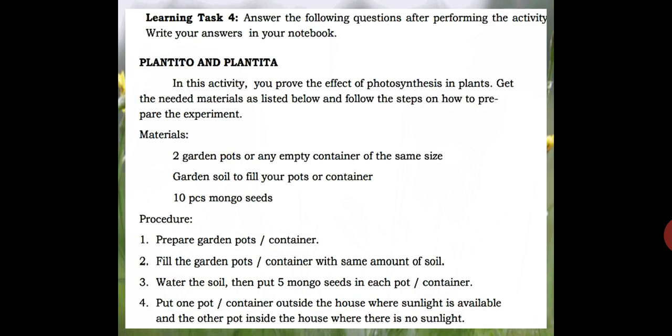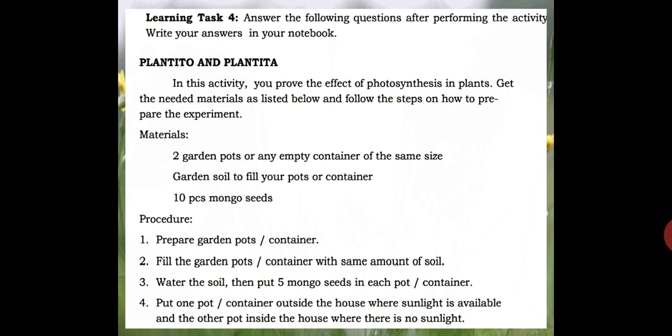Next, learning task number 4. Answer the following questions after performing the activity. Write your answer in your answer sheet or notebook. So, this is plantito and plantita. In this activity, you prove the effect of photosynthesis in plant. Get the needed materials as listed below and follow the steps on how to prepare the experiment.